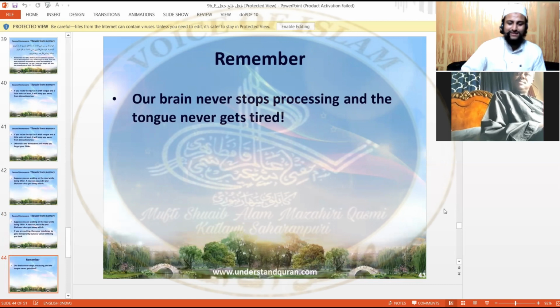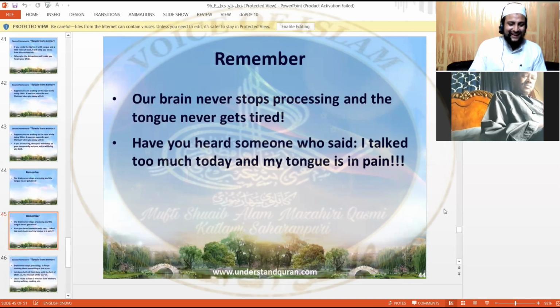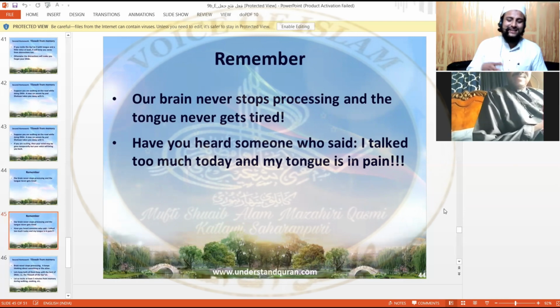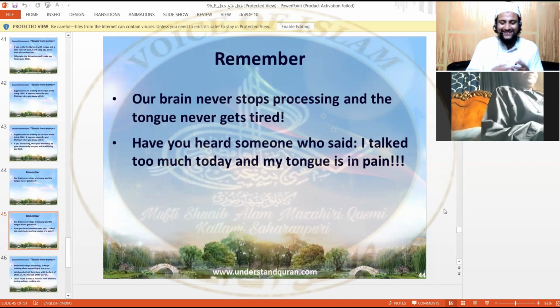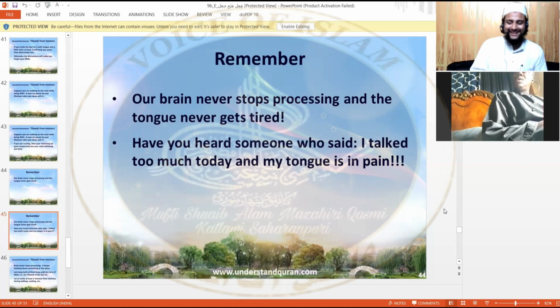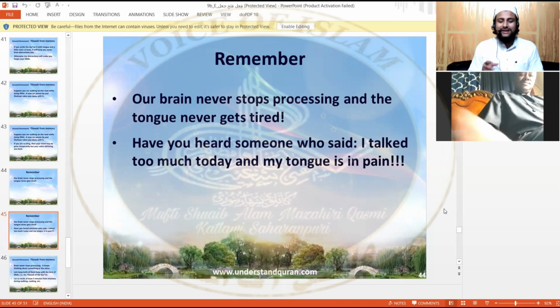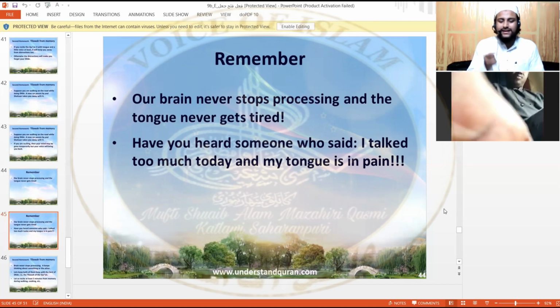Our brain never stops processing and the tongue never gets tired. Have you heard someone say, I talk too much, so today I can't talk because my tongue is in pain, and there are some charges like electricity bill and GST and all? No, it never stops. The brain never stops processing and the tongue never gets tired.